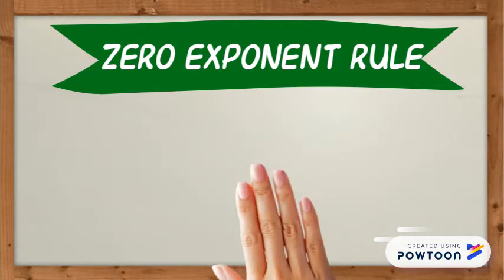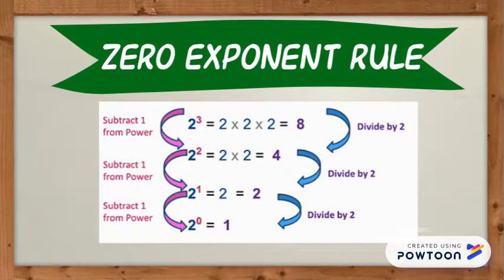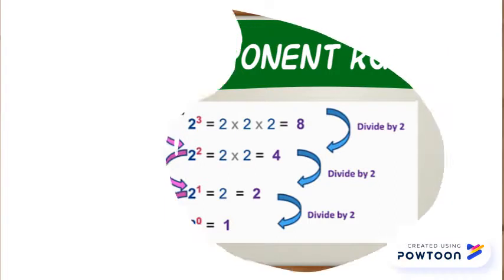Take a look at the screen. Every time you subtract 1 from the exponent, your answer ends up being the previous answer divided by 2, or the base. By the time we get to 2 to the power of 0, the previous answer is 2. You divide it by 2, which equals 1.